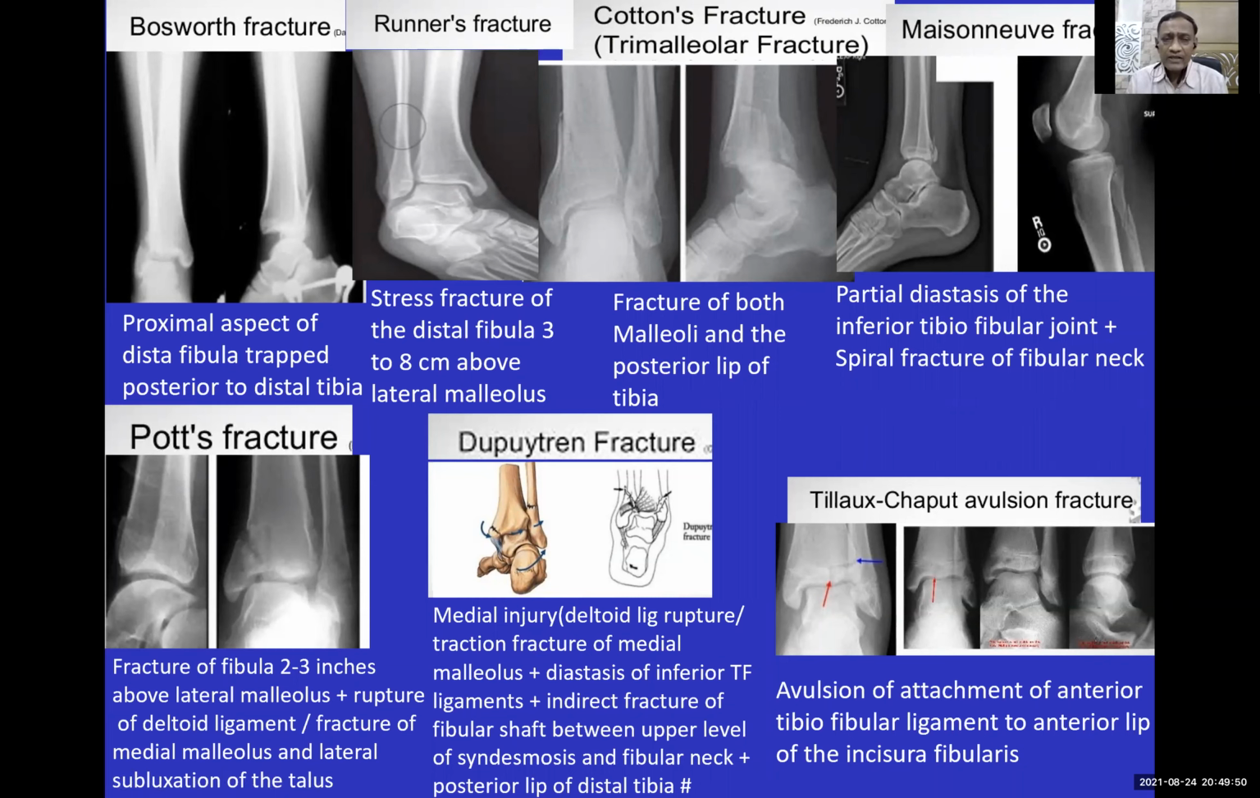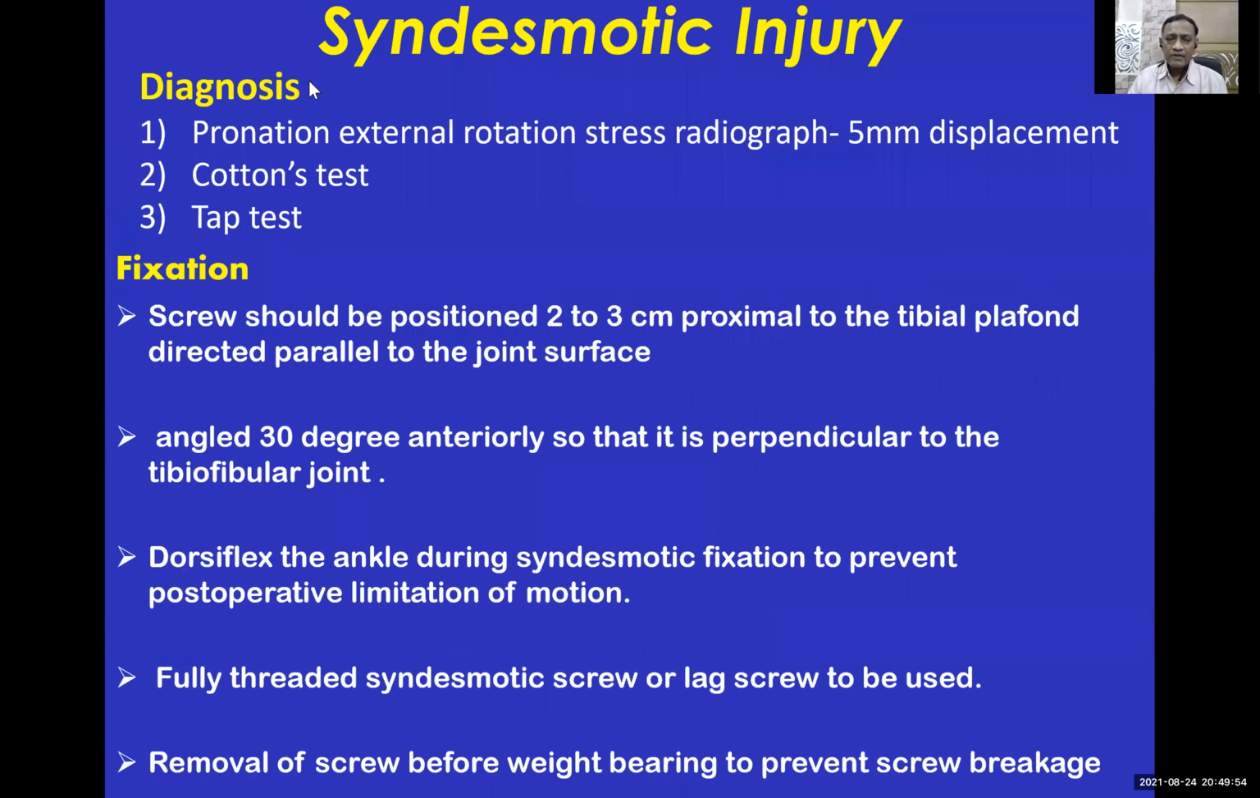Then about the ankle, they may ask you about syndesmotic injury. How will you make a diagnosis intraoperatively? So you have to do the pronation, external rotation stress view under C-arm, or Cotton's test, or maybe the tap test. If the displacement is more than 5 millimeters, then you have to consider fixation. And I'm sure you must know these different steps of how we fix the syndesmotic injury.